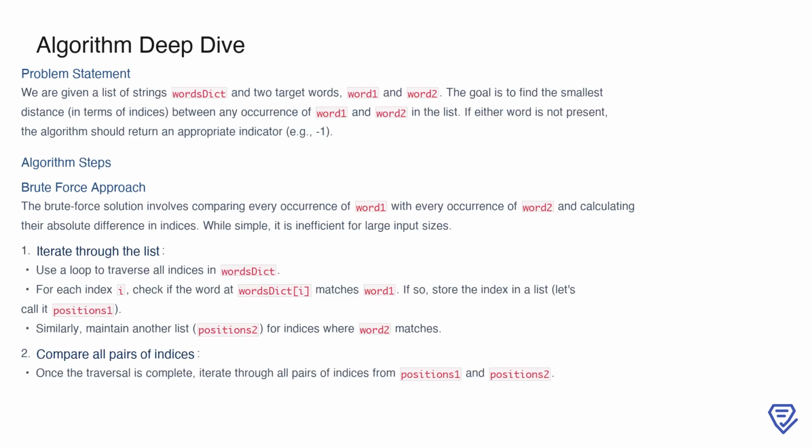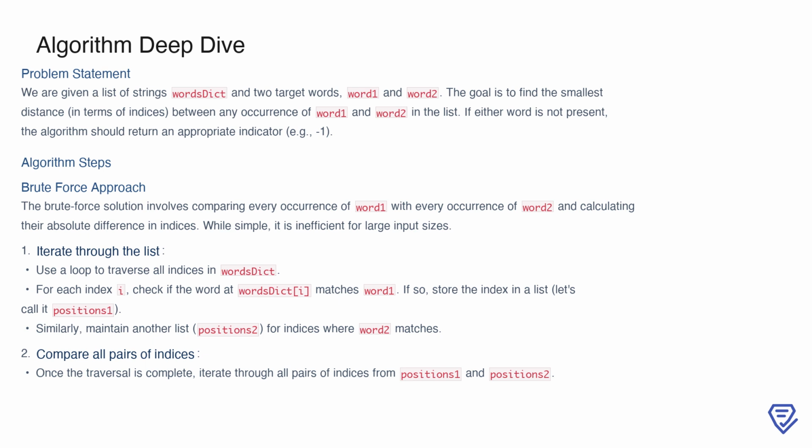In this problem, we are tasked with finding the smallest distance between two specific words, word 1 and word 2, within a given list of strings, wordsdict. The distance is measured in terms of the indices of their occurrences. If one or both of the words are missing from the list, the algorithm should return a special value, such as -1, to indicate this.